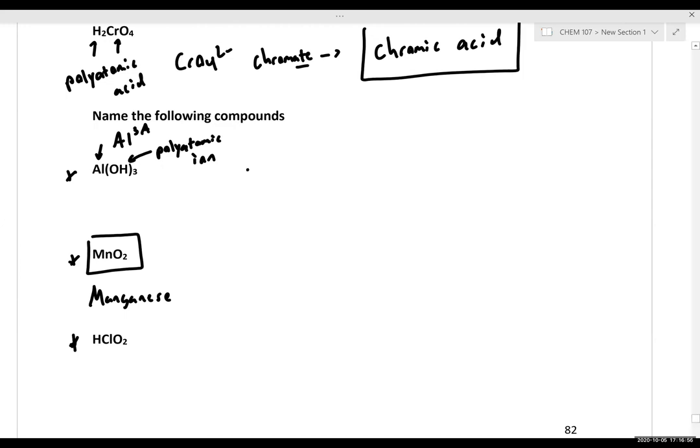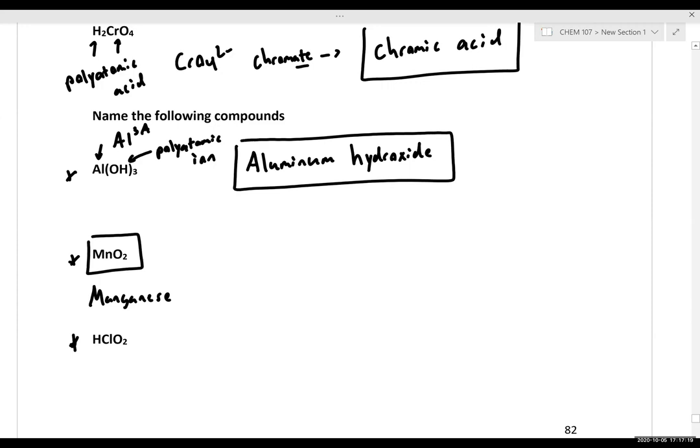So we write the name of our metal, which is aluminum. Now, since aluminum is a main group metal and not a transition metal, we don't have to state the charge. The charge is known. Then we write the name of our polyatomic ion, which in this case is known as hydroxide. So this compound would be named as aluminum hydroxide.